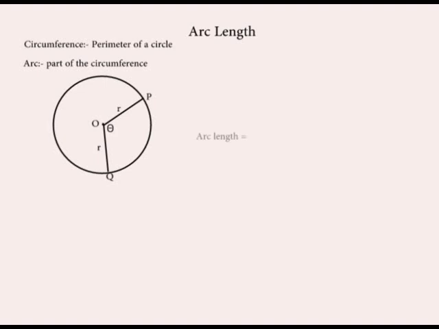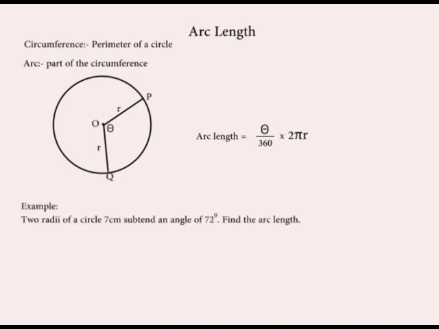The length of the minor arc PQ is given by the formula: arc length is equal to theta over 360 times 2 pi r. And so if 2 radii of a circle of 7 centimeters subtend an angle of 72 degrees, then the arc length will be equal to 72 over 360 times 2 times 22 over 7 times 7, and that will give us 8.8 centimeters.